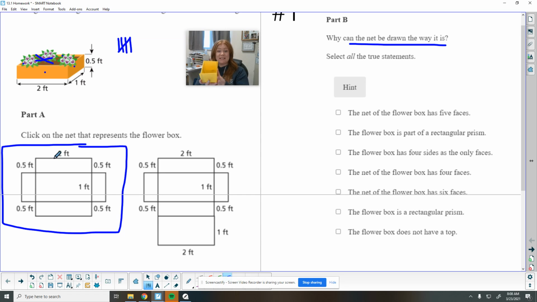And we know this does not have a top on it. Otherwise, your flowers wouldn't be able to get sunlight and grow. So go through and read those and find all of the statements that are true about the flower box.